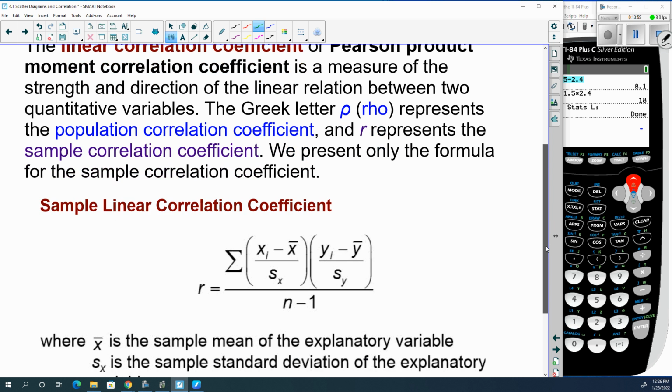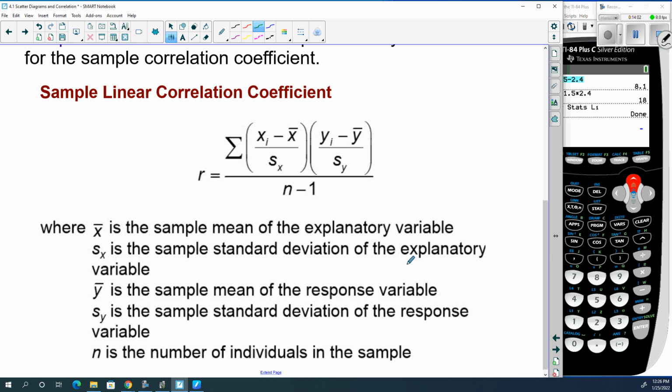Now there's an ugly formula to calculate it. We're not actually going to use this formula because we can calculate it on the calculators or using StatCrunch. But with this formula, to get r, we have the summation, which means you're adding things together. So this x1 would be a specific data point minus x bar, the sample mean, divided by s of x, the sample standard deviation.